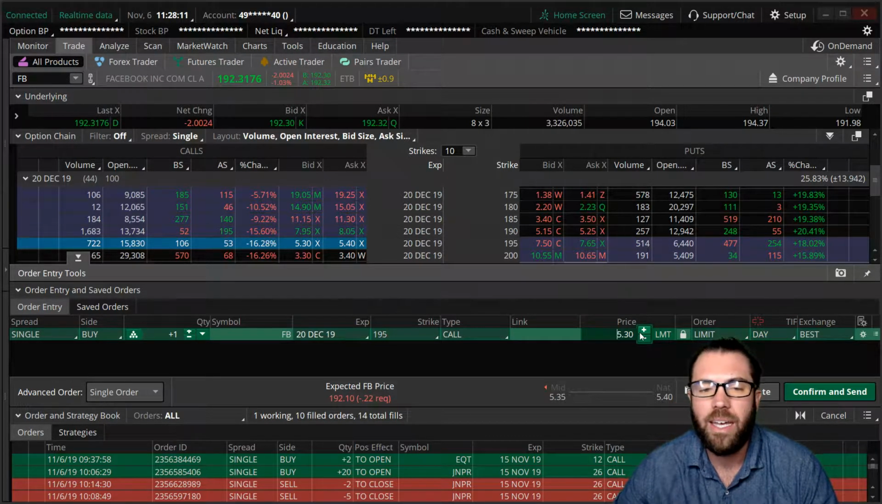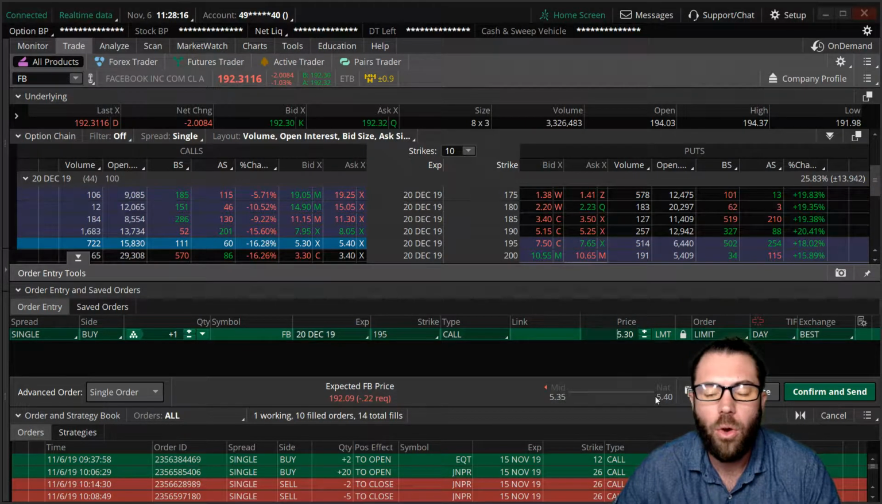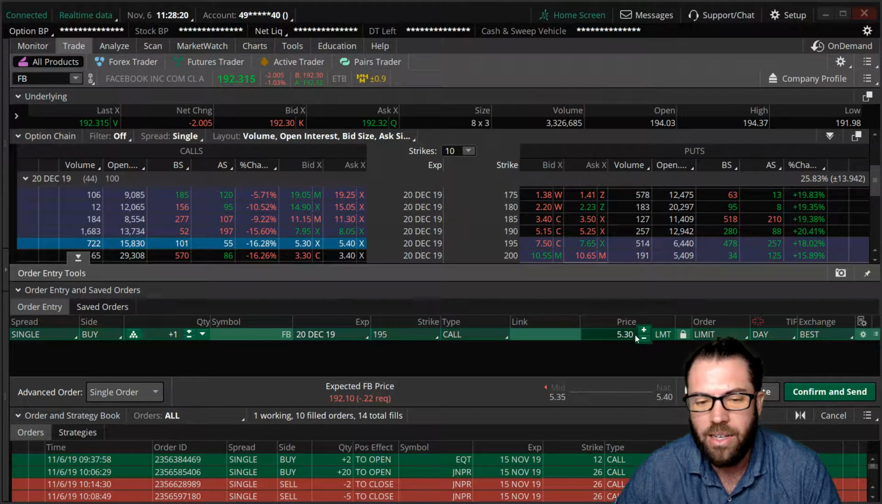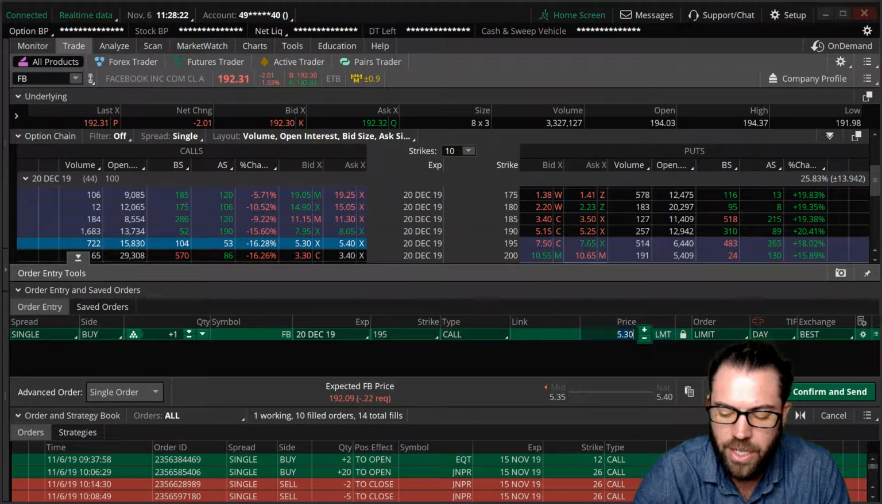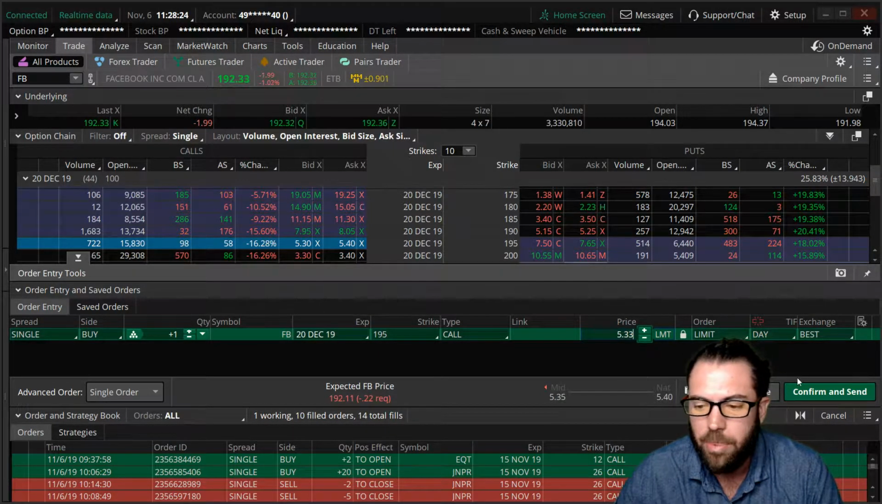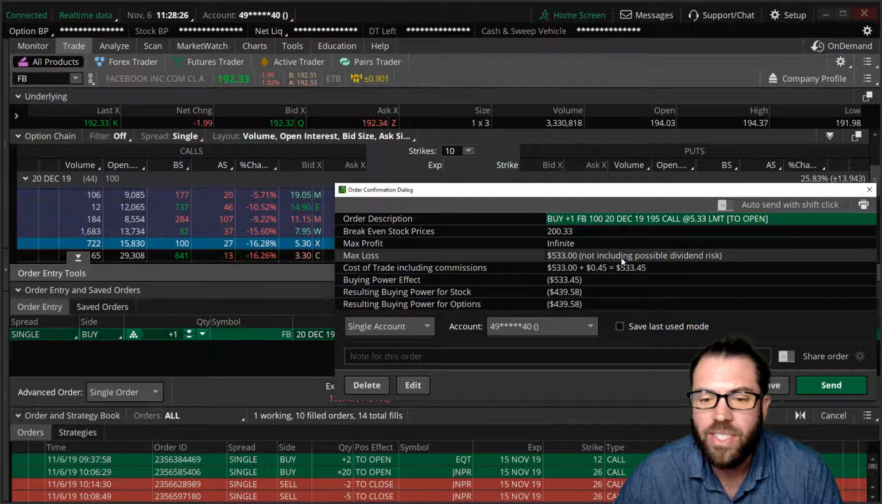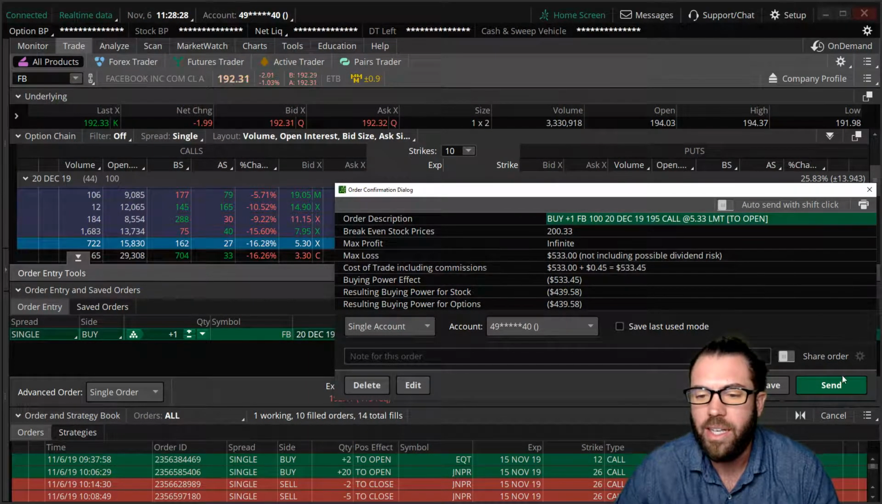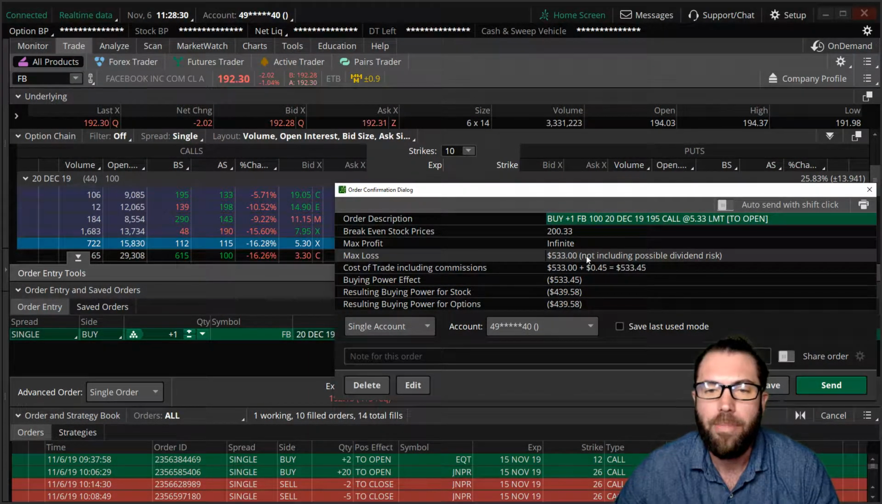I always say, if you want to place an option and you want to get filled quick, don't put it right on the ask. Put it mid-market. So 535, you can even try 533. You can actually type it in right there, confirm, and send the order right there. Hit send. It will give you your max loss.